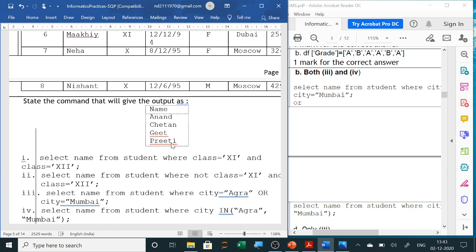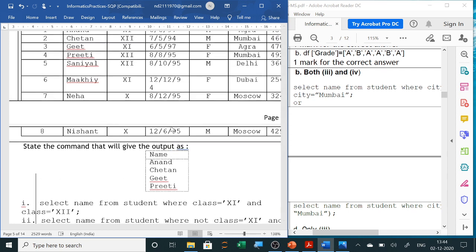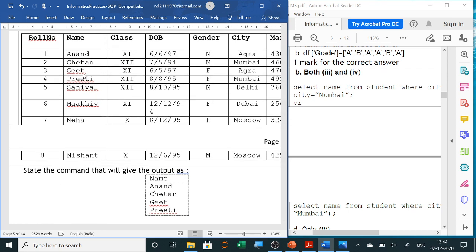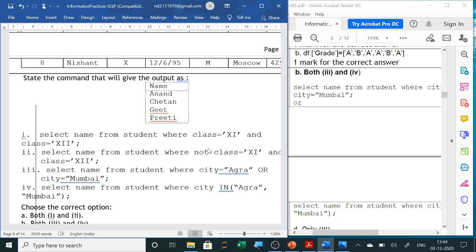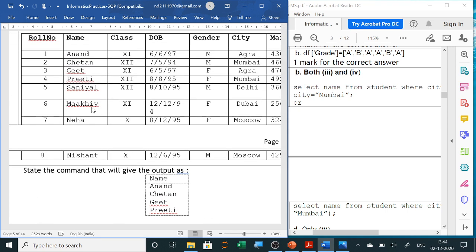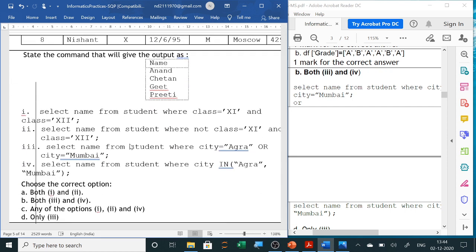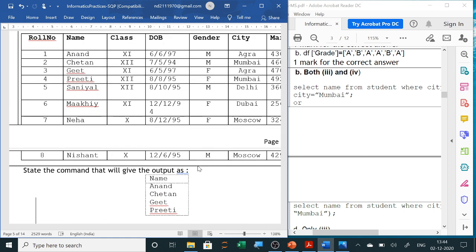Now only the names you can see: Anand, Chetan, Geet and Preeti. 4 names. Now what similarity they have, that you have to check. They can be of class 11, 12th, correct, but in 11, 12 there are other students also, so this is not there, that is wrong. Next will be Agra or Mumbai. So Agra and Mumbai will be correct.